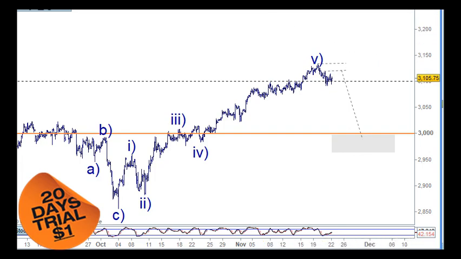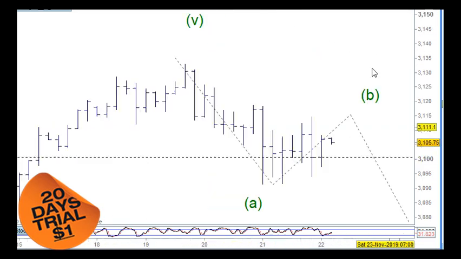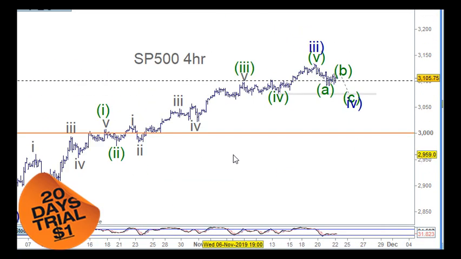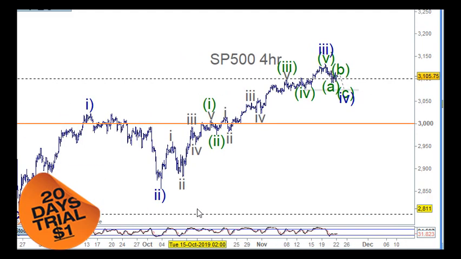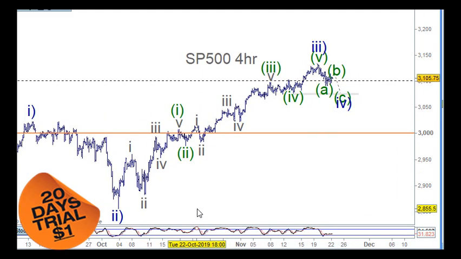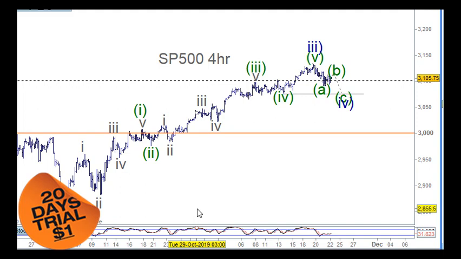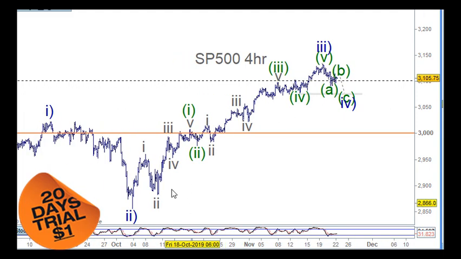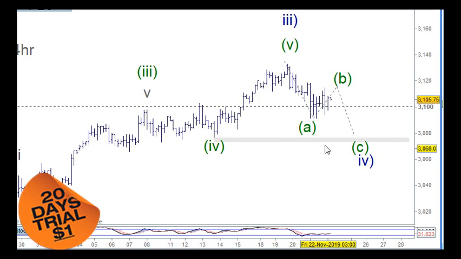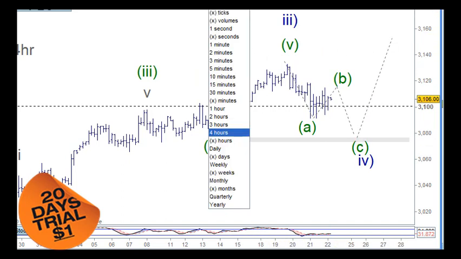The count that I prefer though is on the 4-hour chart here. I'll just bring this into perspective. So there's a couple of ways to count this up here as well. We can look at 1 and 2 here, and then 1 and 2 and 3 and 4 and 5 here for the third wave, looking for the A, the B and the C back into this space here, and then moving up from that point.